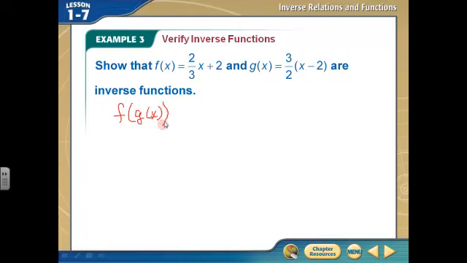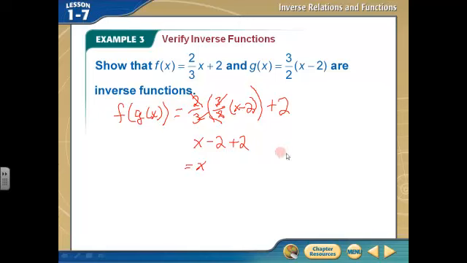So that gives me 2/3 times 3 over 2 x minus 2, plus 2. Oh, wait, look at this. This cancels, this cancels. So now I'm just left with x minus 2 plus 2. Oh, well, that cancels, and I'm just left with x. There's the first part.